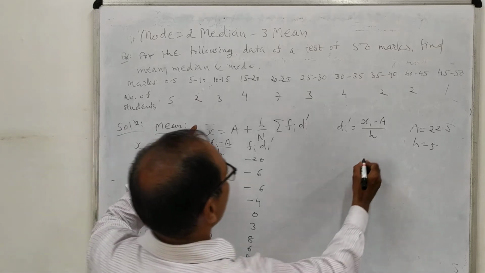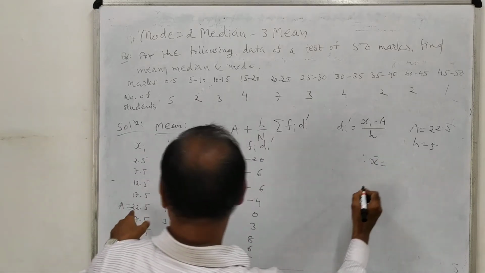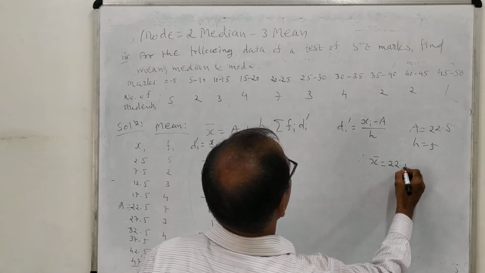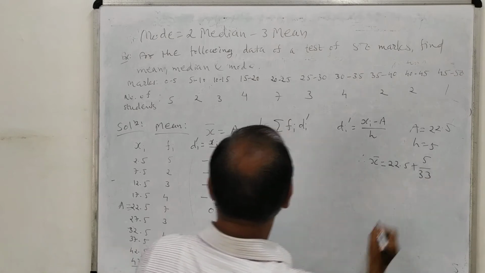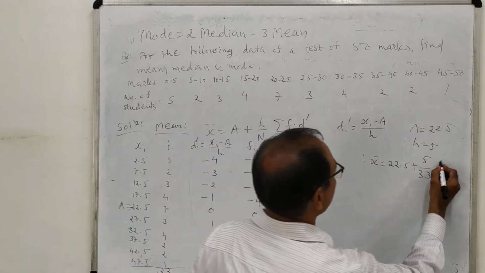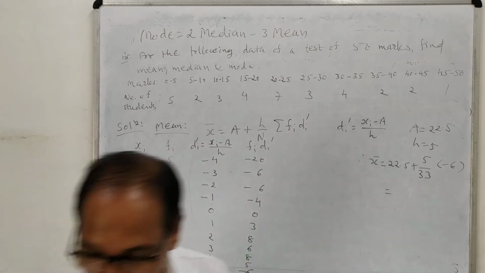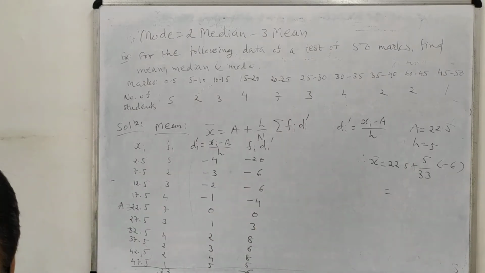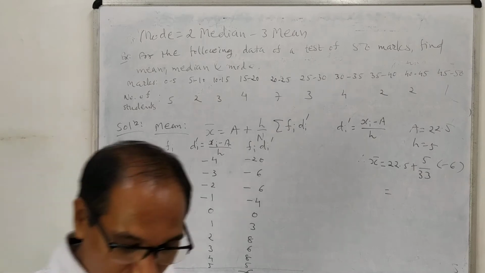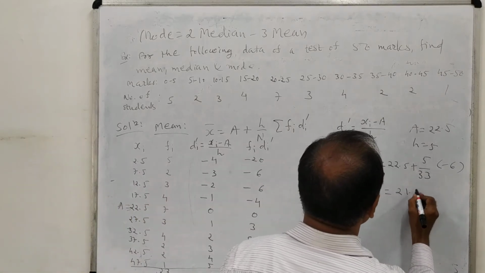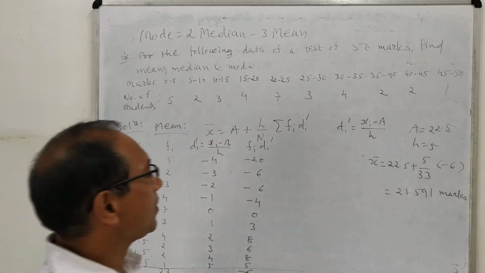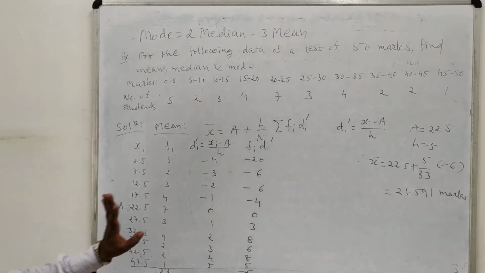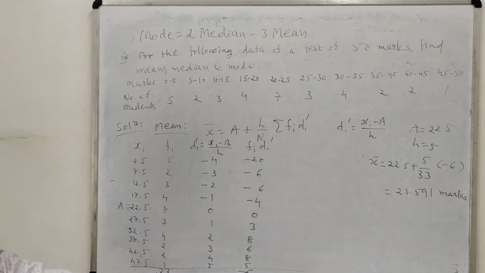Therefore we have x bar equal to A plus h times the sum of fi di dash divided by N. Capital A is 22.5, h is 5, capital N is the total, that means 33, and the sum of fi di dash we have obtained as minus 6. If we calculate this, we find the answer as 21.591 marks. That means the average marks of the students will be 21.591. So it is very easy. Here you had the revision of finding the mean.